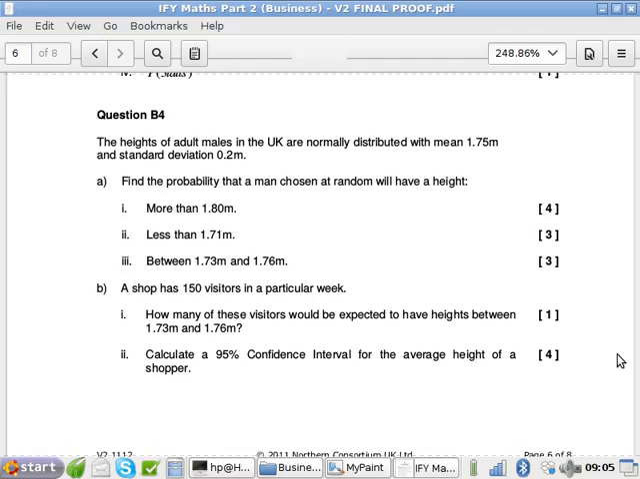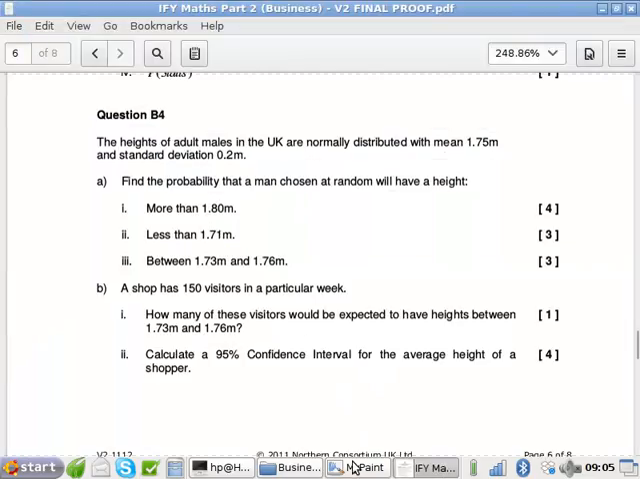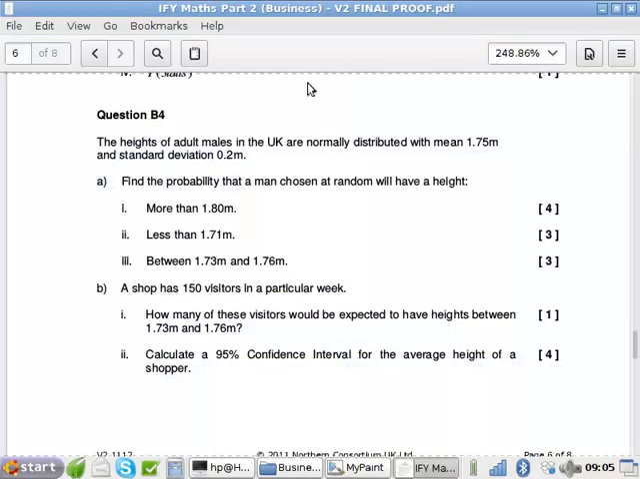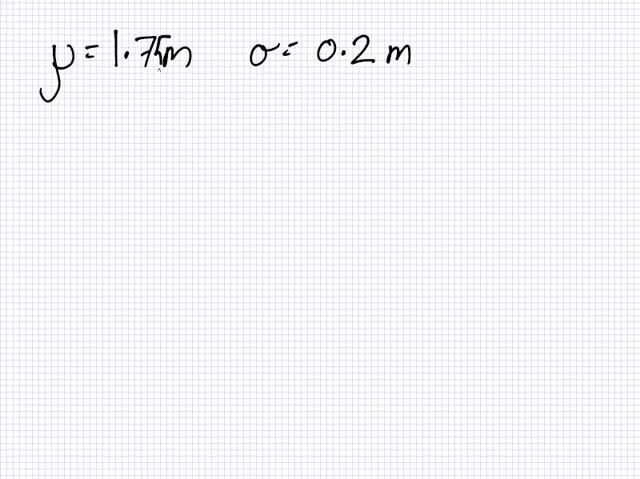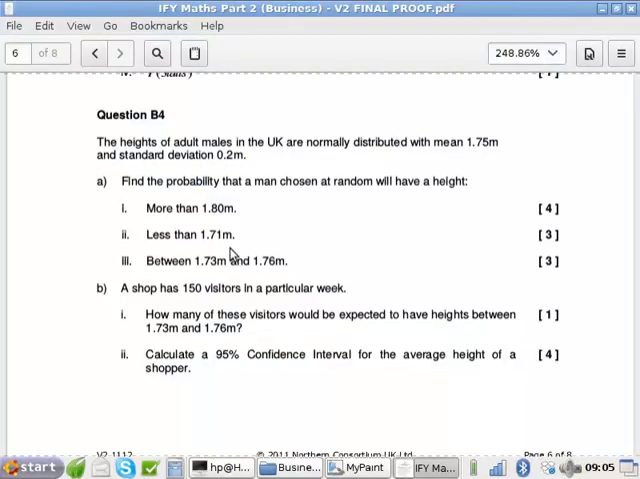The heights of adult males in the UK are normally distributed with mean 1.75 metres and standard deviation 0.2 metres. Oh, sorry, so mean 1.75 and standard deviation 0.2. Find the probability that you'll be more than 1.8, less than 1.71, and between 1.73 and 1.76.